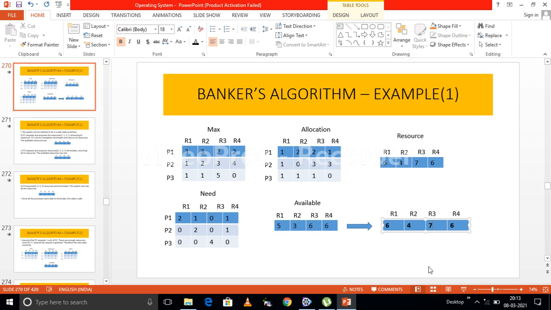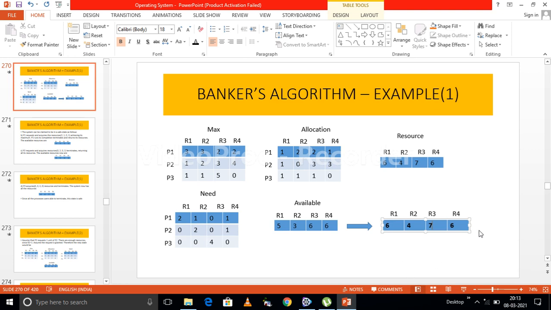Okay, why are we saying the entire system was in the safe state? It is because all the processes were able to terminate. When we say they were able to terminate, that means they got the resources they needed, finished their execution, and released the resources.